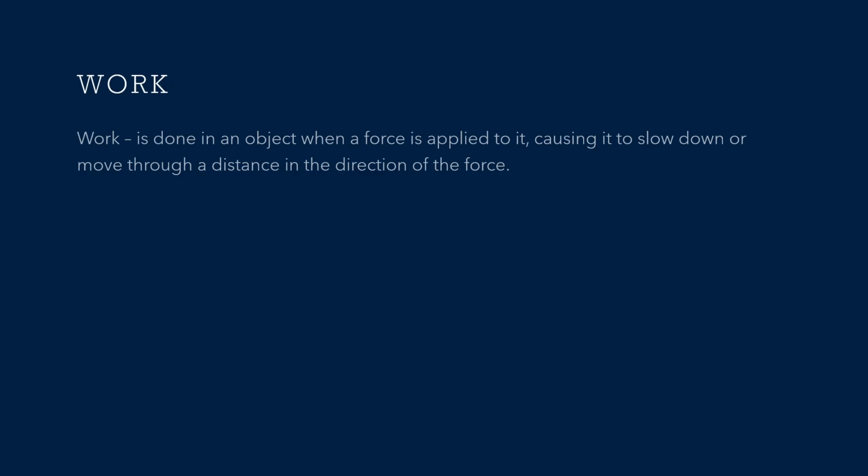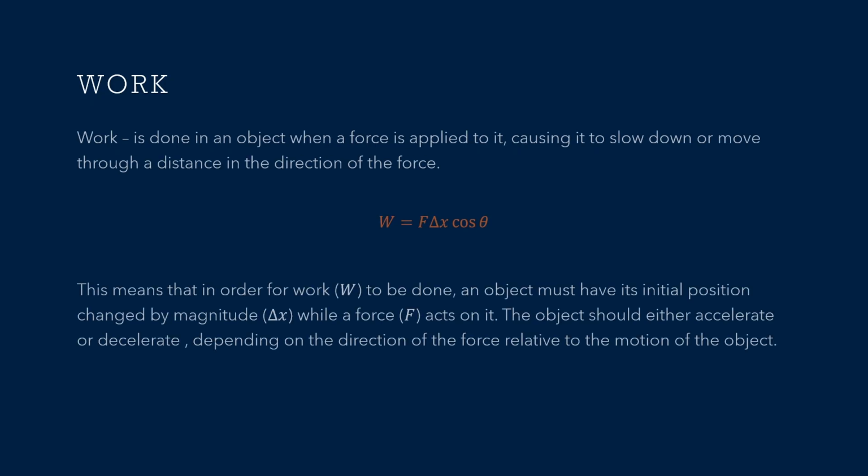Now, moving on to work. Work is done on an object when a force is applied to it, causing it to slow down or move through a distance in the direction of the force. And work is given by W is equal to F change in x cos of theta. This means that in order for work to be done, an object must have its initial position changed by a magnitude of change in x, which is the displacement, while a force F acts on it. The object should either accelerate or decelerate depending on the direction of the force relative to the motion of the object. W represents work, as I've said before, and is measured in joules.